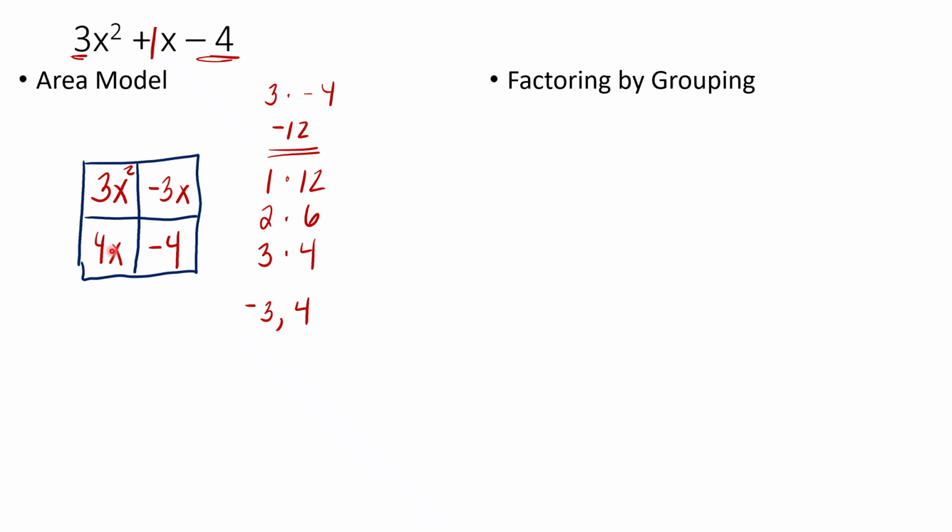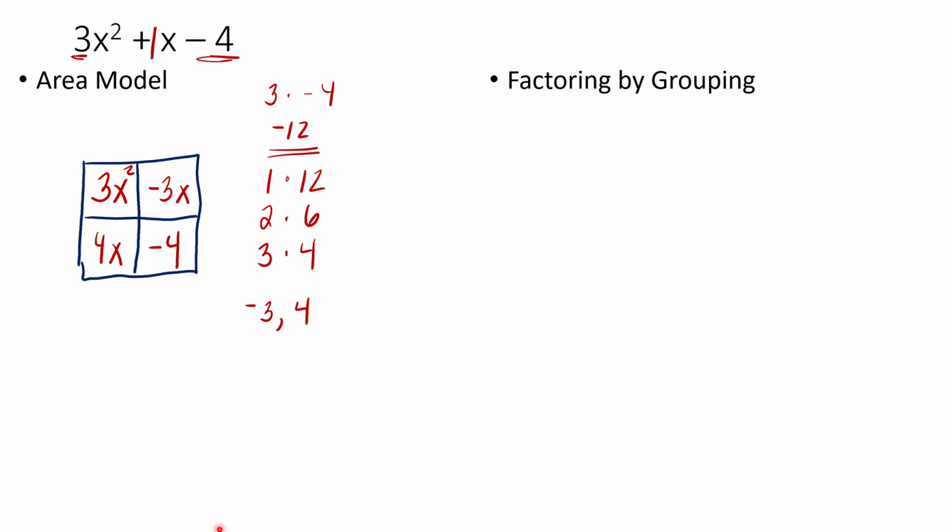3x squared plus 1x minus 4. Now there's an infinite number of ways that you could represent the 1x. You've got to make sure you get the right one, and that's why we use the factors. So you don't just say, well, I could have negative 2x plus 3x. Like, yes, that would add up to 1, but it wouldn't multiply to the right thing.